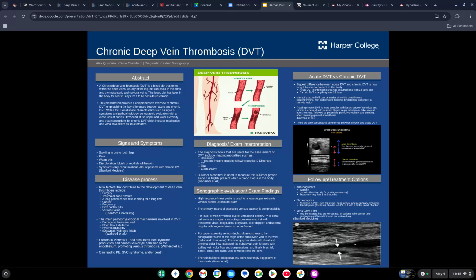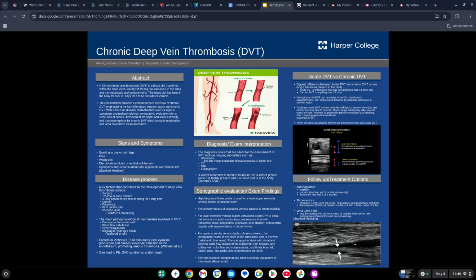A big thing when doing these venous duplexes is that a vein failing to collapse at any point is strongly suggestive of thrombosis. Now we're going to look at acute DVT versus chronic DVT. What's the difference? The biggest difference between acute and chronic is how long it has been present in the body. Acute DVT is thrombosis that occurred less than 14 days ago, whereas chronic is anything over 28 days.